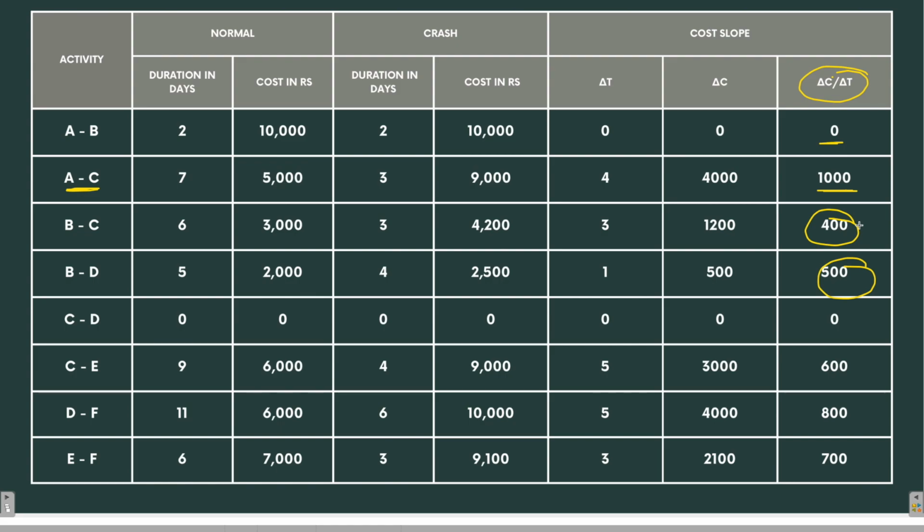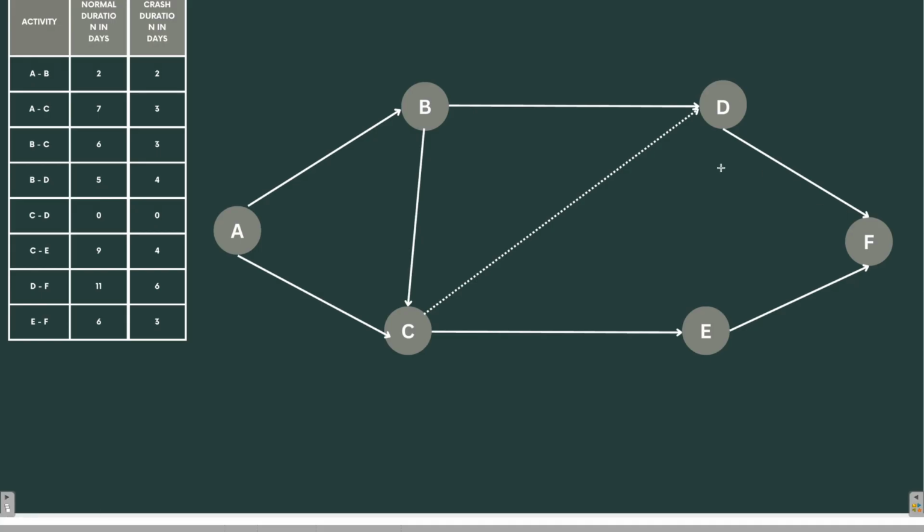The next step is drawing the network diagram and finding the critical path. Since the network diagram was very easy, I'm not drawing it again. I have already drawn it for you. Those who have difficulty in drawing the network diagram, I request them to please go through my previous lectures where I have very elaborately explained how to draw a network diagram.